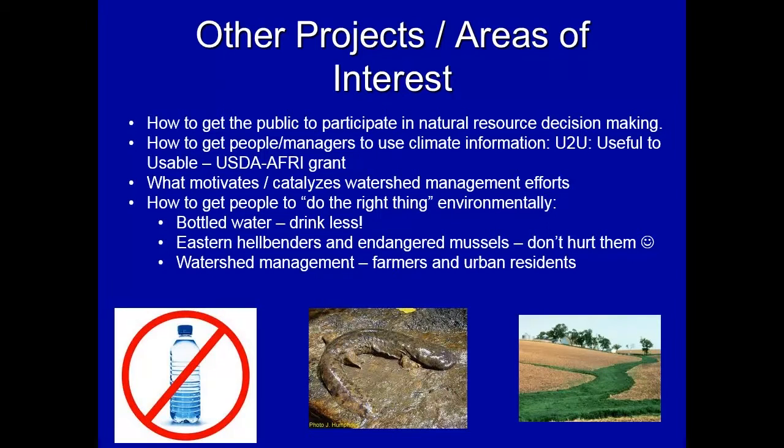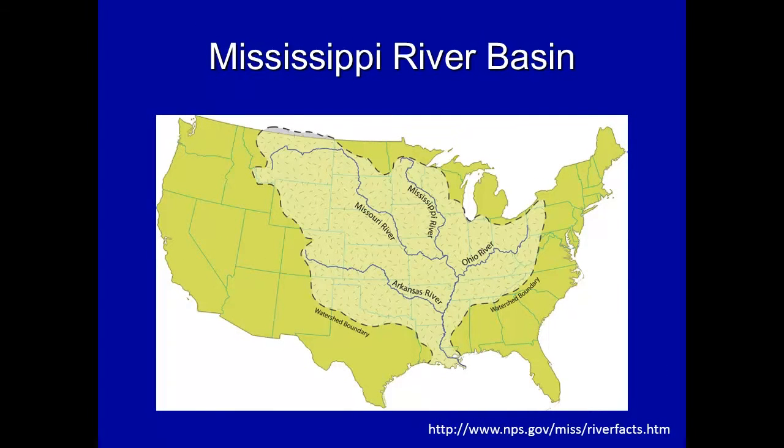So why do we care about farmers? The Mississippi River Basin, you've probably seen this picture before. I'm in it here in Indiana. You're in it in Iowa. And we are contributing to hypoxia in the Gulf of Mexico. But it's really challenging to address hypoxia in the Gulf of Mexico and deal with non-point source pollution.